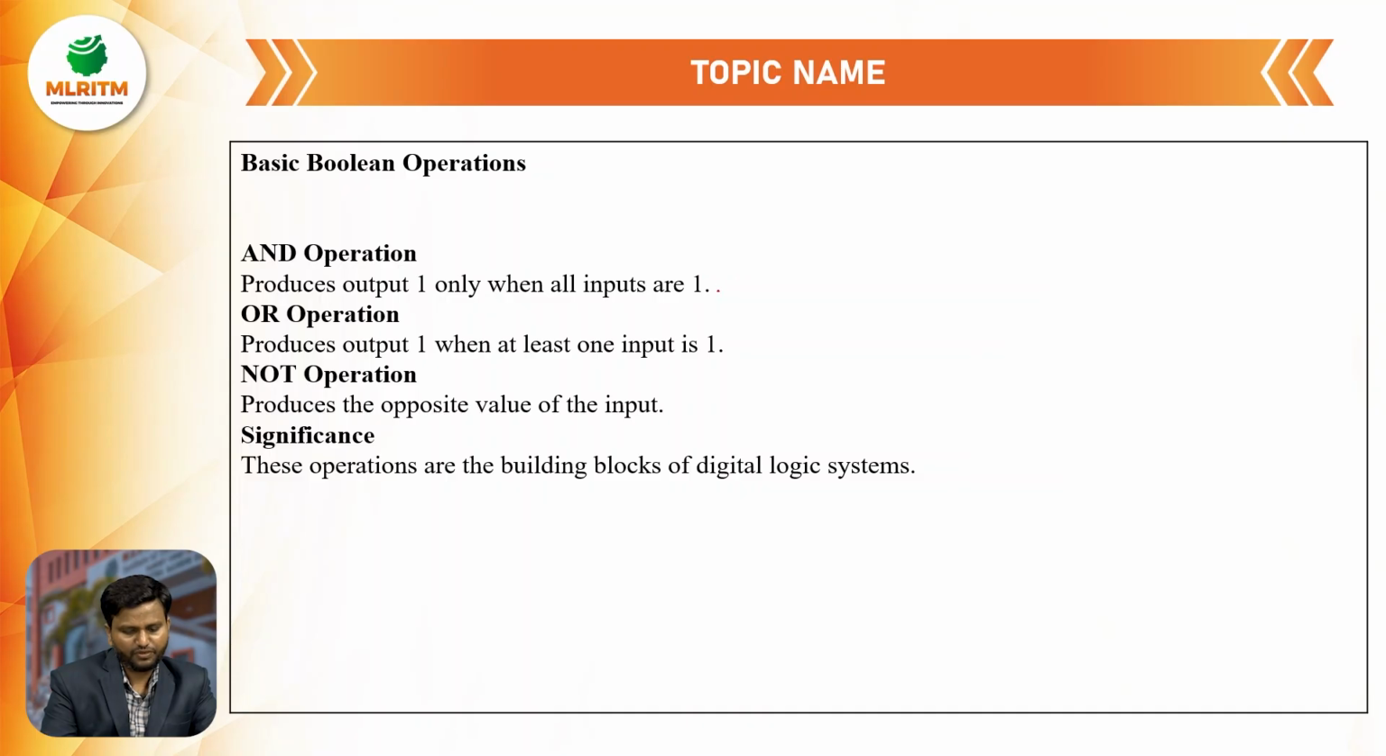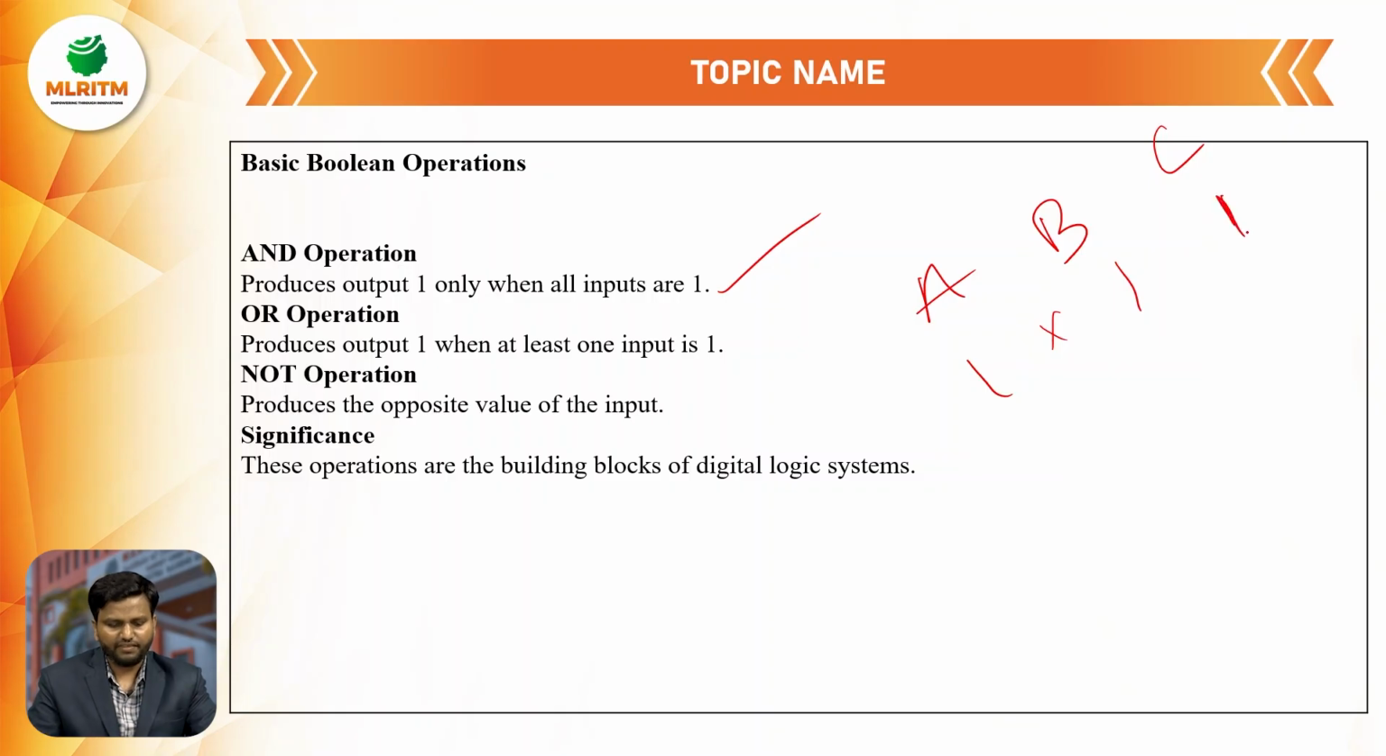AND operation produces output 1 only when all inputs are 1. AND operation is nothing but multiplication, like 1 into 1 means 1. If we have a value and b value both 1, then c value is 1 into 1, which means 1. In the AND operation, a value should be 1 and b value should be 1, then only we get c value 1. This is called the AND operation.